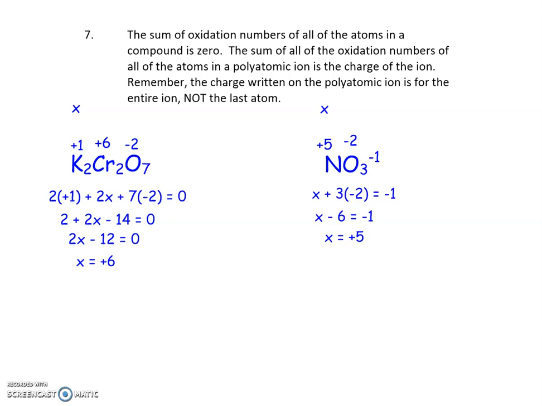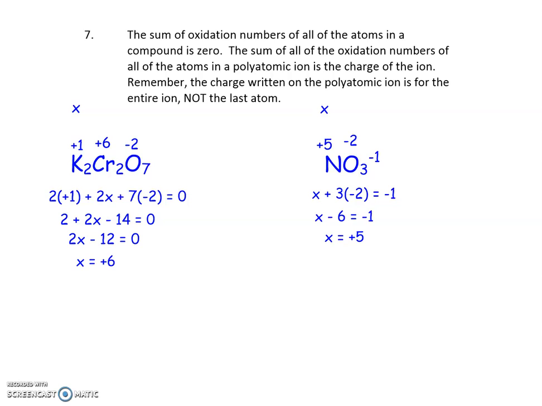The only time it won't is if the hydrogen is combined with only a metal. Then the metal has to be positive, forcing the hydrogen to be negative. And then oxygen is almost always going to be negative 2, unless mathematically weird stuff happens. Then check and see if negative 1 will work.